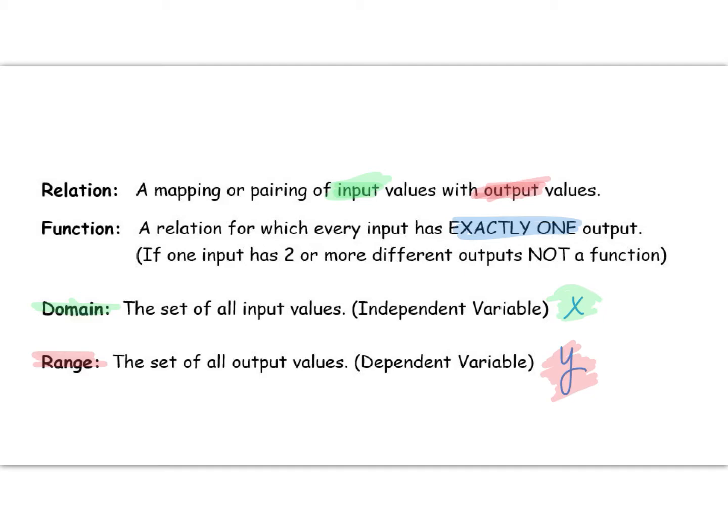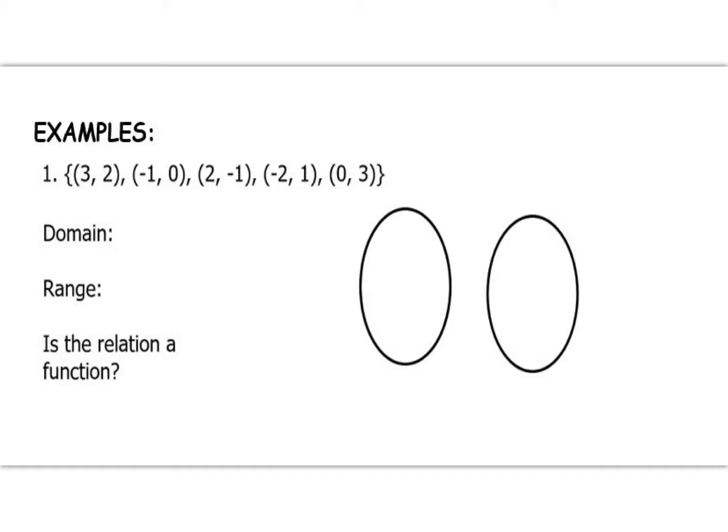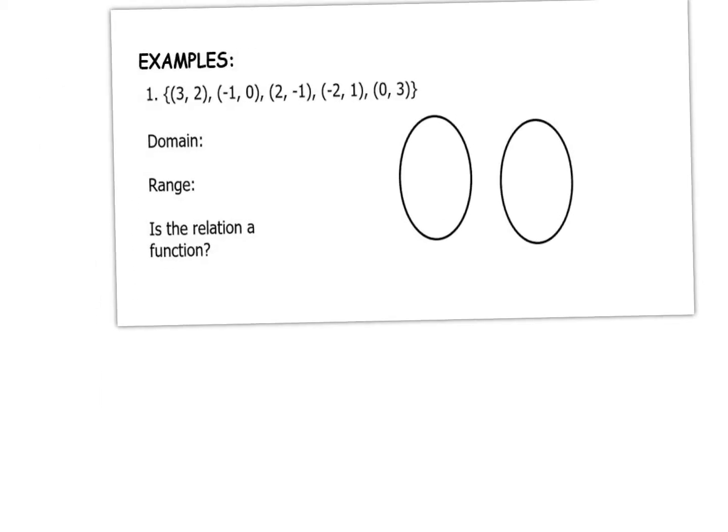All right, so let's continue on. I'm going to shrink this down a little bit so we can work. We've got a couple different things here. We're asked to identify domain and range. It looks like we're given a mapping format, and then we're asked to identify whether it is a function or not. So let's start with the easy stuff. Let's start with our domain values, our x values. That's going to be the 3, the -1, the 2, the -2, and the 0.